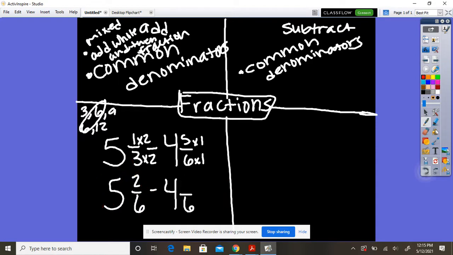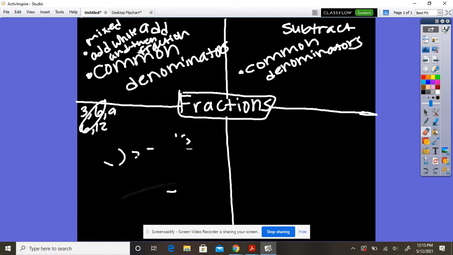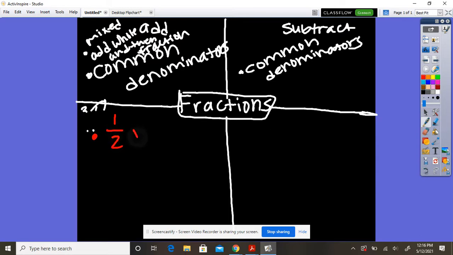Next, we're going to look at multiplying. So when we multiply fractions, if we just have two fractions, so if I have 1/2 times 2/3, and they're not mixed numbers, they're just fractions, I just multiply straight across. That's all you do for multiplying fractions. So 1 times 2 is 2, 2 times 3 is 6, and that can be simplified into 1/3.